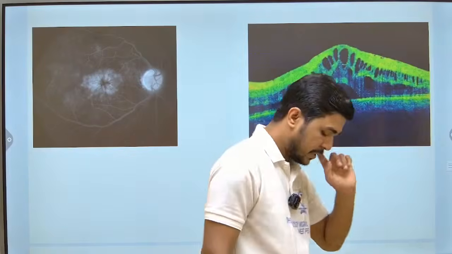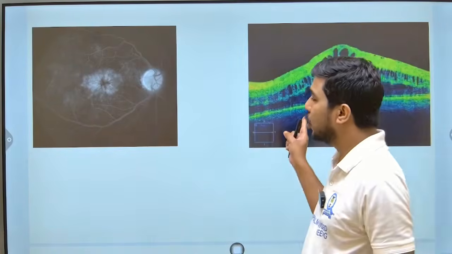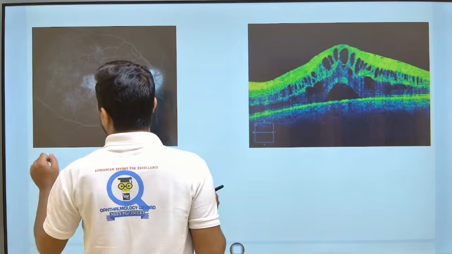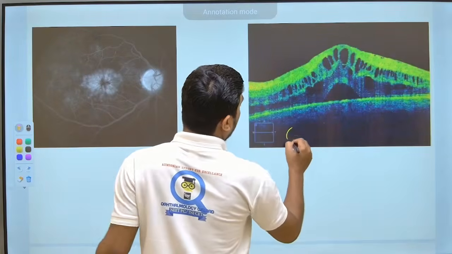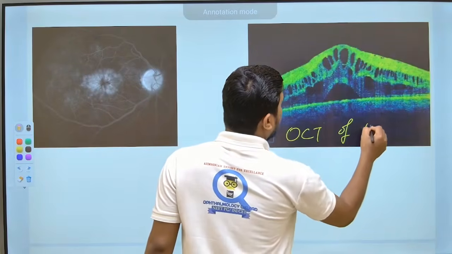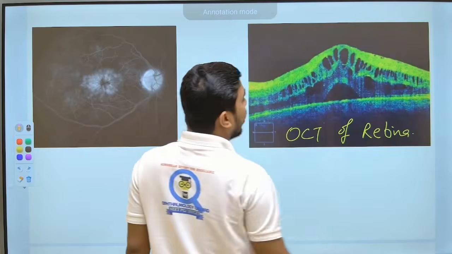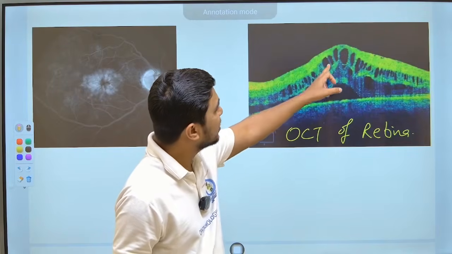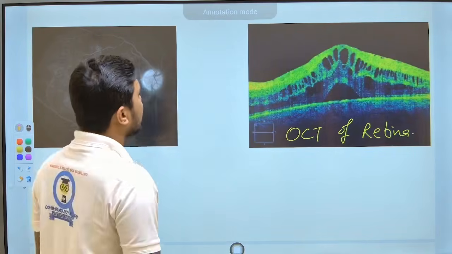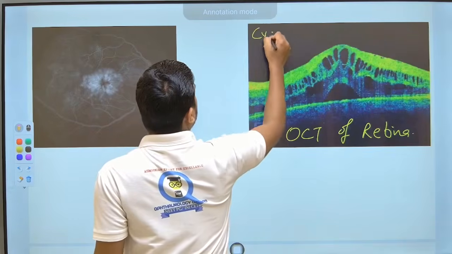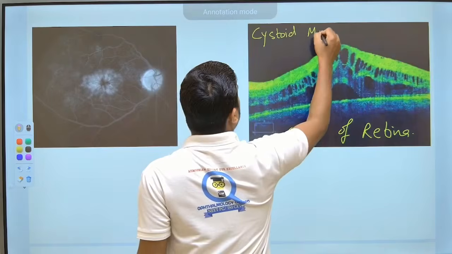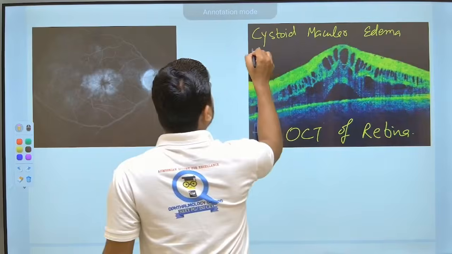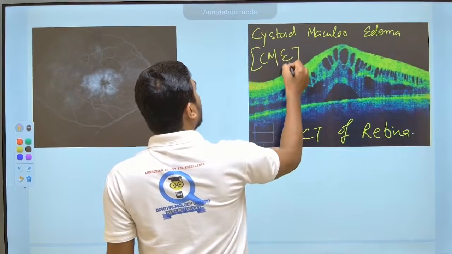Now coming to this, it is very important. As I already told you, if you see this OCT image, this is an OCT of the retina. OCT is optical coherence tomography of the retina, and you can see there are cystoid changes, cystic spaces, and this is nothing but cystoid macular edema, जिसको हम लोग शॉर्ट फॉर्म में CME भी बोलते हैं.